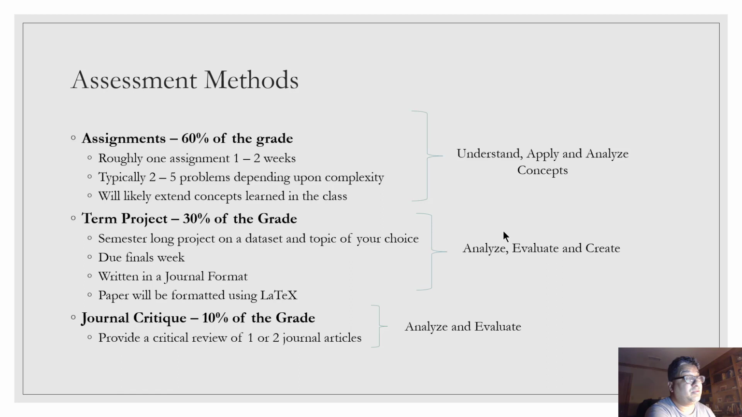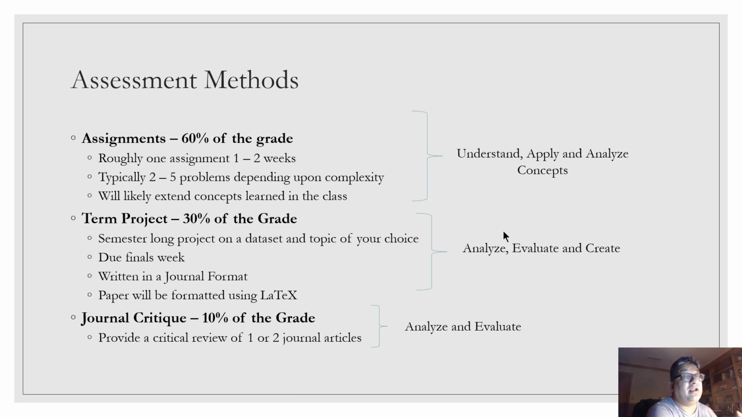Journal critique is worth 10% of your grade. Here you will read some papers, one or two journal articles, and do some critical evaluation of those journal articles. Being a graduate level class, if you're doing graduate study, you will be reading journal articles. So this is a way to get you started on that process.